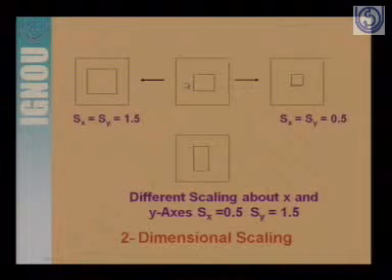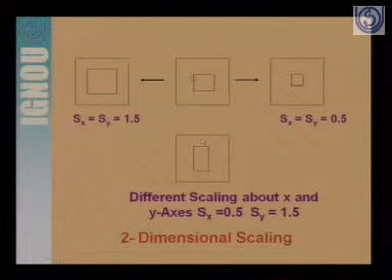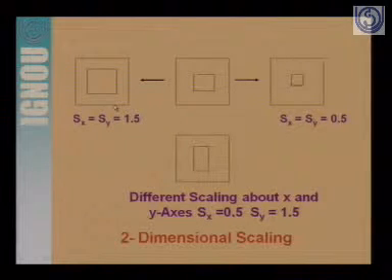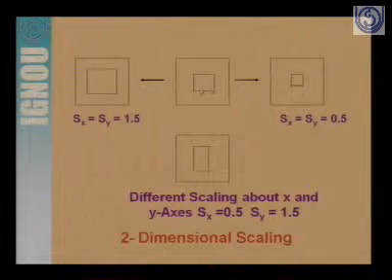With the help of a simple figure, let us see how scaling looks. This is the original figure, and here Sx is equal to Sy is equal to 1.5. That means each side of this object will be 1.5 times longer finally. So after scaling with Sx equal to Sy equal to 1.5, the final object looks like this. It is a bigger object because the scaling is more than 1. But if Sx is equal to Sy is equal to 0.5, that means we are reducing all these lengths to half. Here you see the final object is this. It is just like half of the original object.